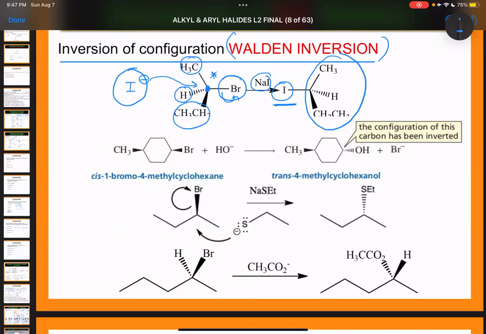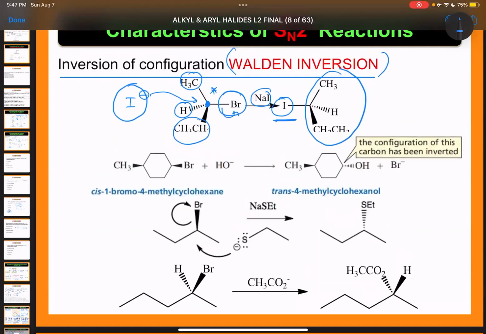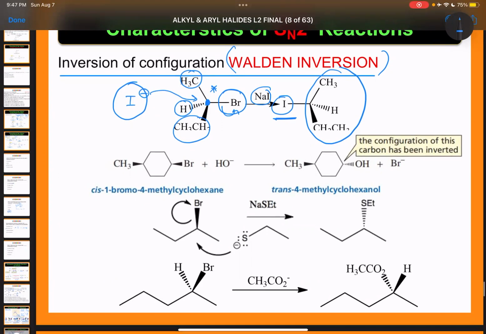So this means inversion, but it is not a matter of concern if it is not a chiral carbon. Suppose it is a normal carbon, then it doesn't matter at all. But if it is a chiral carbon, or if there is some stereoisomer, then you have to be very careful while choosing your answer. Okay, so what do I mean when I say this?